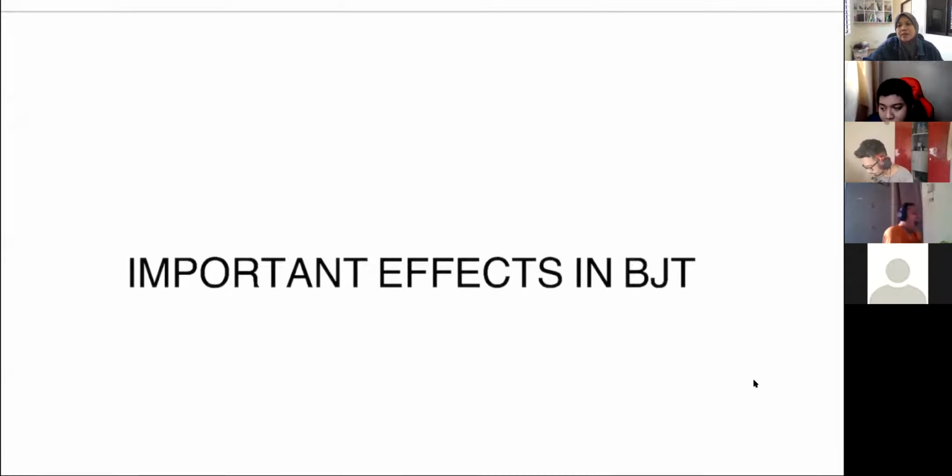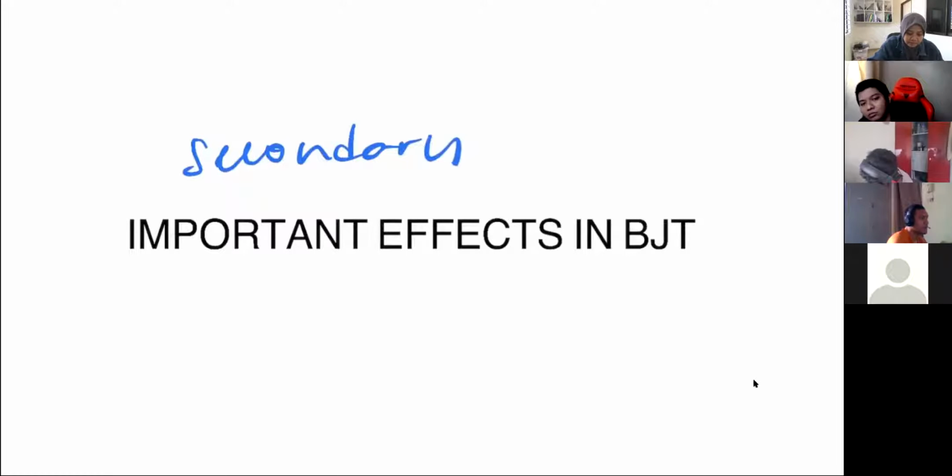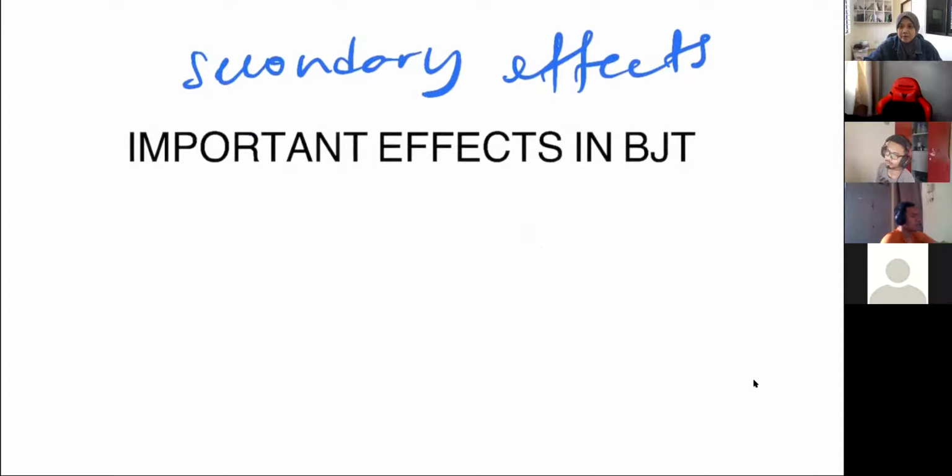So now we're going to the second part of BJT. We're going back to BJT. We learned before how BJT works. Now we want to know what are the important effects in BJT. Sometimes we call it secondary effects in BJT. It means other than the main effect of how the BJT works, how the electron hole moves. On top of that, everything in life has secondary effects or other effects happening, including BJT.